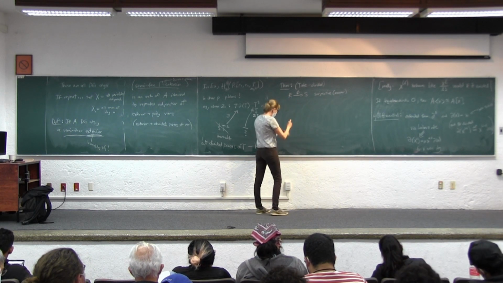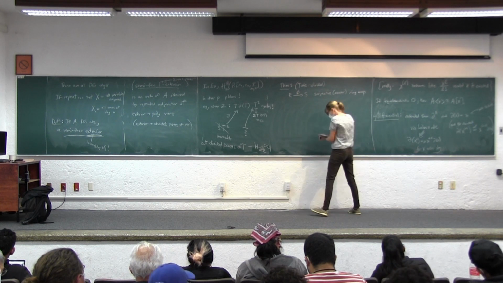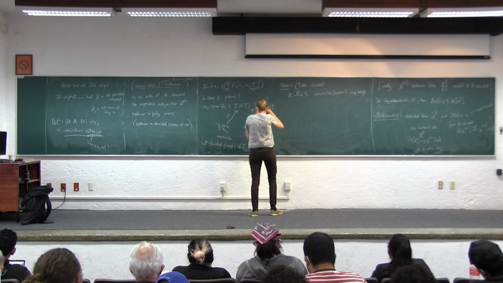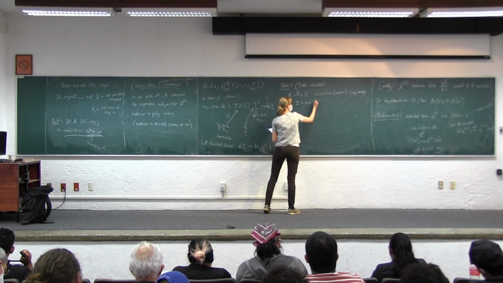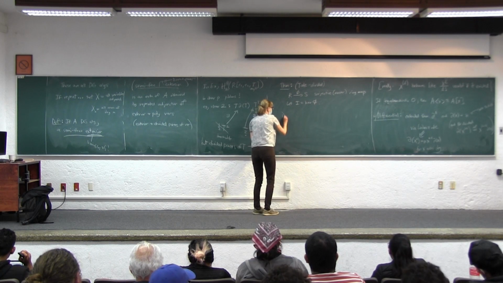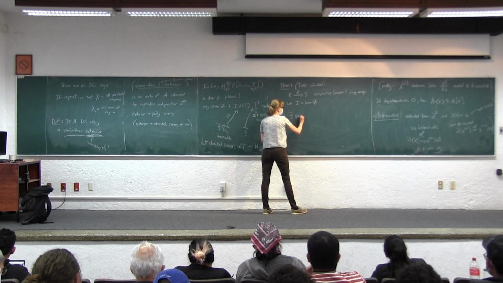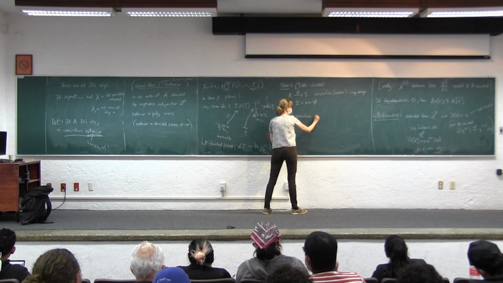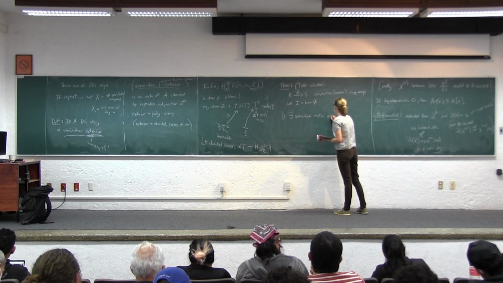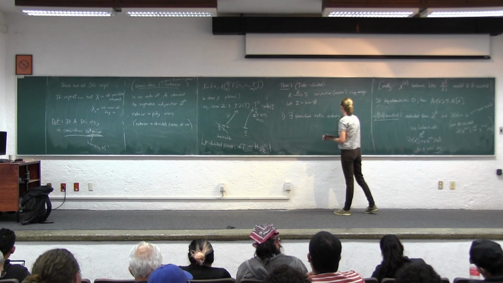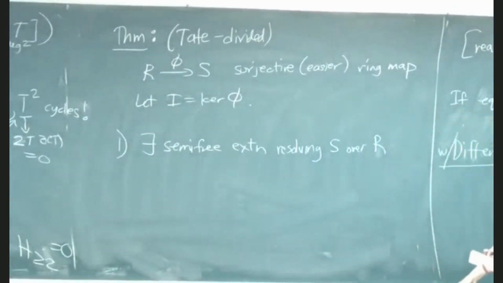So that's a surjective ring map. These are all ring maps. And let I be the kernel of phi, and so the statement is you can do this. So there exists a semi-free extension resolving S over R.